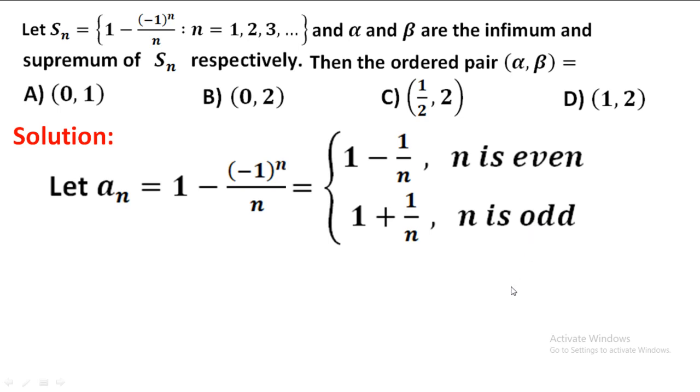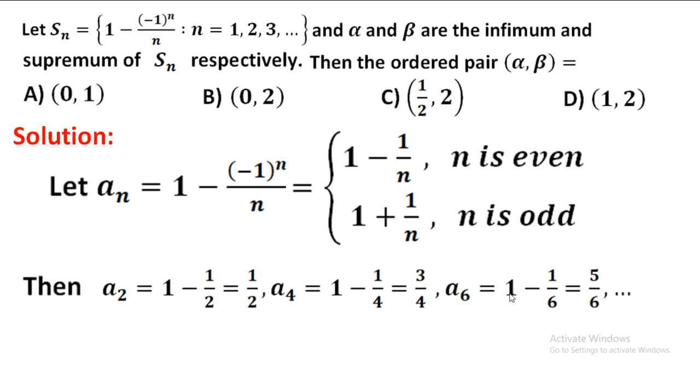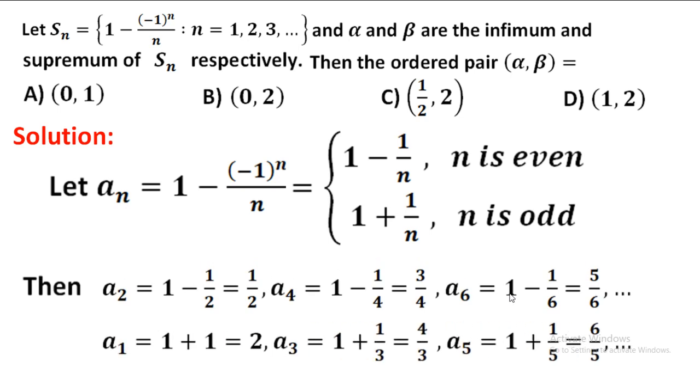Now I am substituting the values. Suppose n is even. Let us take a2: 1 minus 1 by 2, which is 1 by 2. a4: 1 minus 1 by 4, which is 3 by 4. a6: 1 minus 1 by 6, which is 5 by 6, like that. If I substitute the odd numbers, we will get, for n equal to 1, 1 plus 1 by 1, which is 2. a3: 1 plus 1 by 3, which is 4 by 3. a5: 1 plus 1 by 5 is equal to 6 by 5.